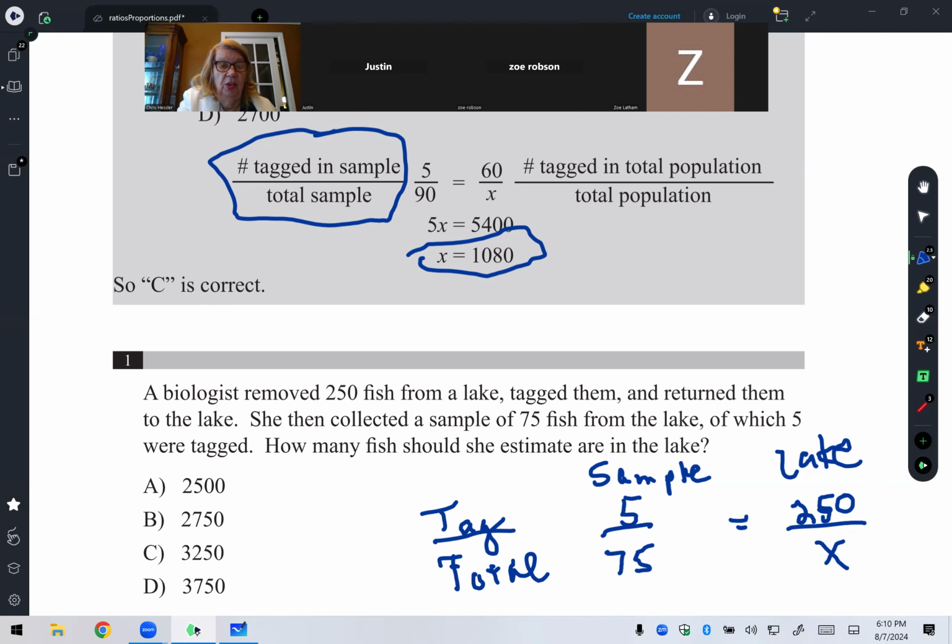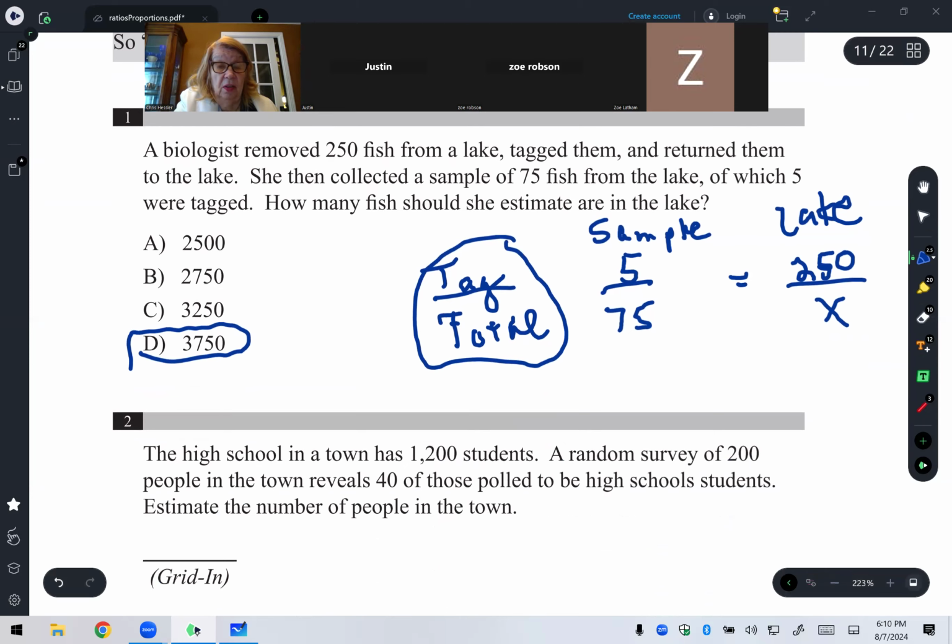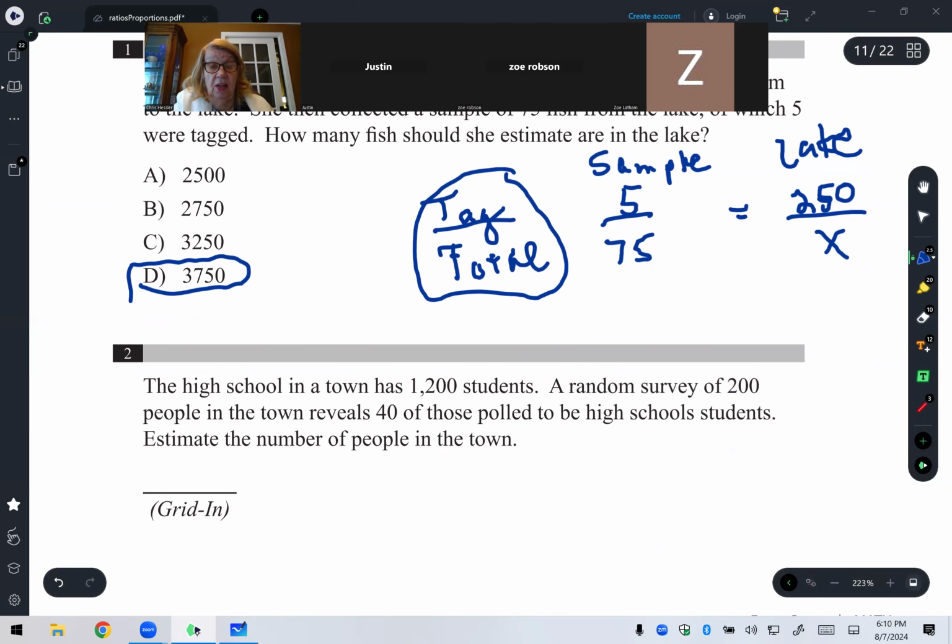Okay, Zoe Latham, what did you get? I got D. Yes, good. Zoe Robson, are you good with that? Yeah. And Justin? Yes. Okay, good.